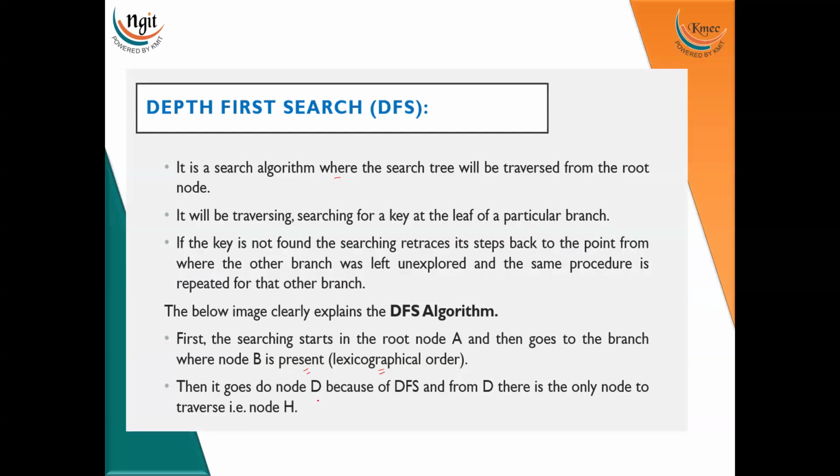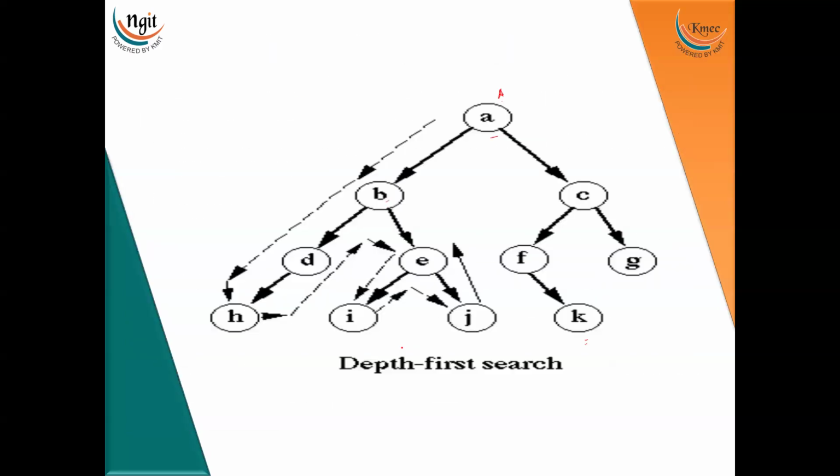Then it goes to node D because of DFS, and from D, see here, from A to B, and after B, we have two options. B can go to D and B can go to D. But as we are following the lexicographic order, from B, it is going to go to D. And from D, yes, definitely it will go to H. As after coming to H, there is no exploring of the nodes.